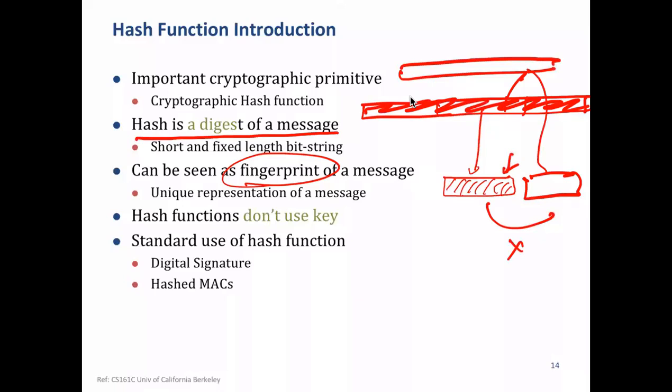Note that we don't use keys here. It's keyless. In encryption, we have used keys. And two important uses of hash function are digital signature and hashed MAC, which we'll study in the next class.